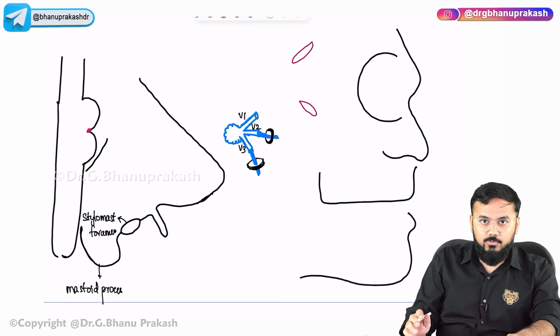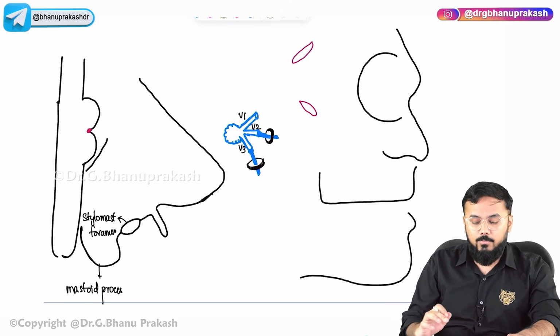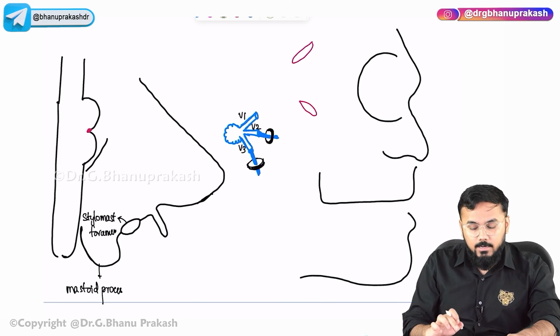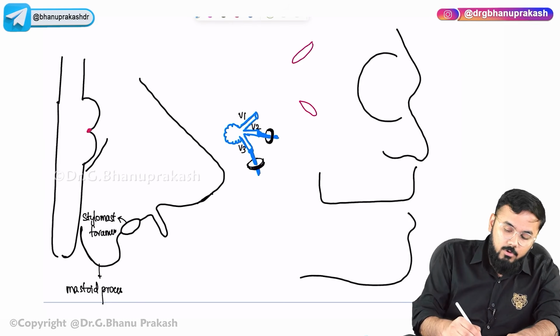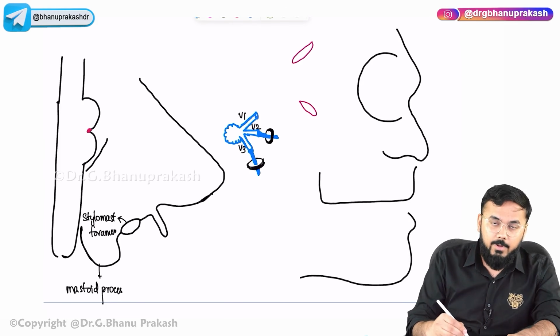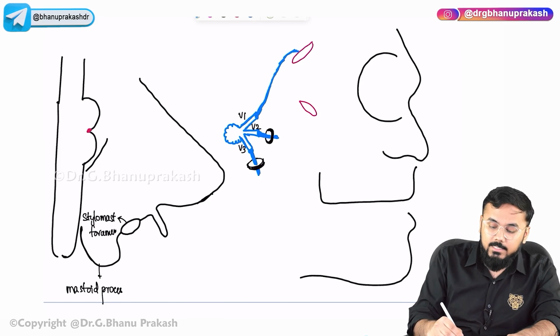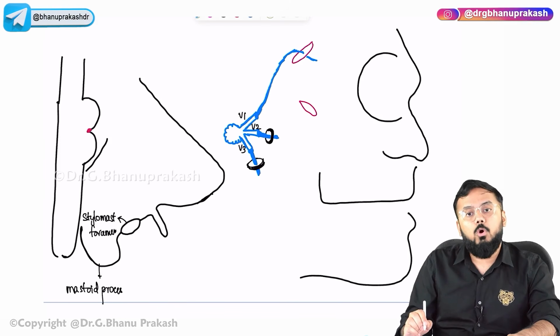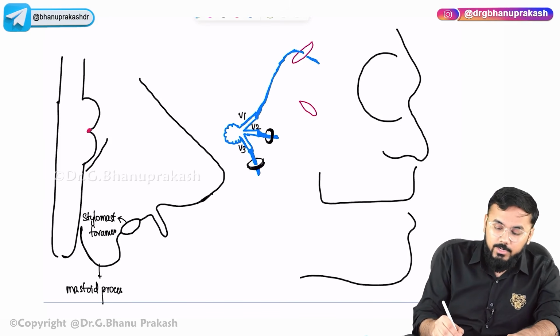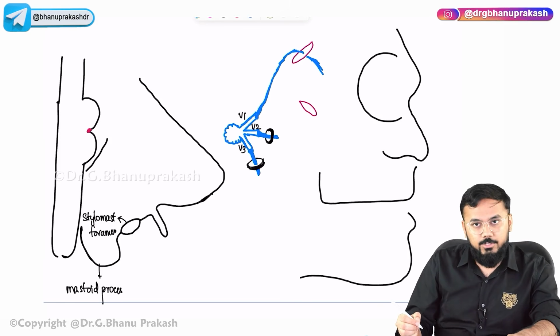So, how many foramens have we got? Two, rotundum and ovale. From rotundum, the maxillary nerve exits. From ovale, what exits? The mandibular nerve exits. And the first nerve over here, what is this? Ophthalmic branch. This ophthalmic branch goes all the way and exits through what? This is called your supraorbital fissure. Okay, so it exits through the supraorbital fissure.